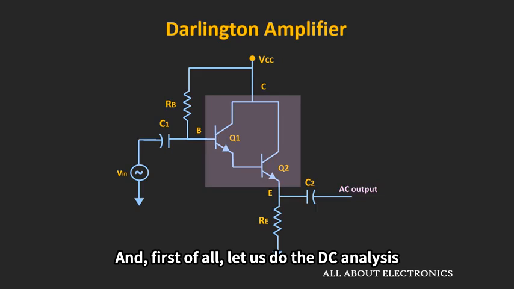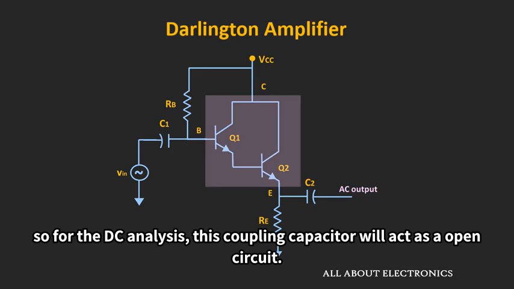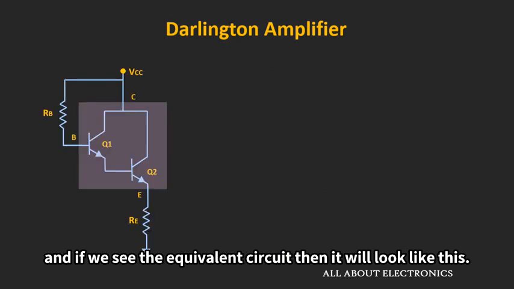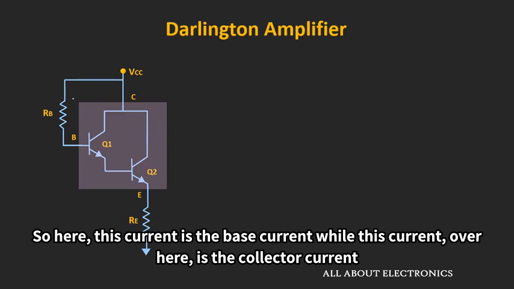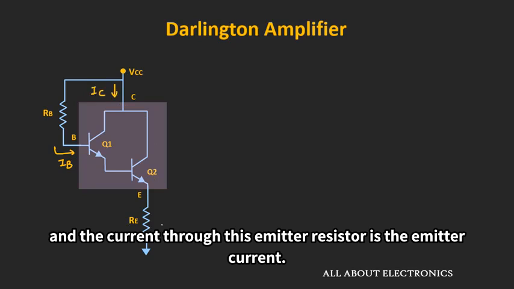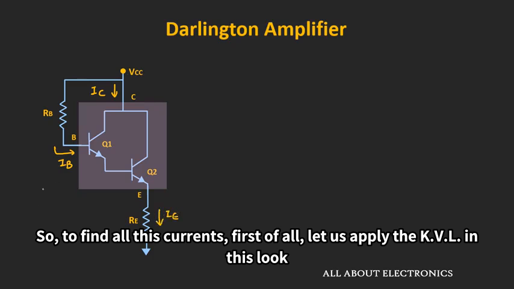First of all, let us do the DC analysis. For the DC analysis, these coupling capacitors will act as an open circuit, and the equivalent circuit will look like this. Here, this current is the base current, this current is the collector current, and the current through this emitter resistor is the emitter current. To find all these currents, first let us apply the KVL in this loop.